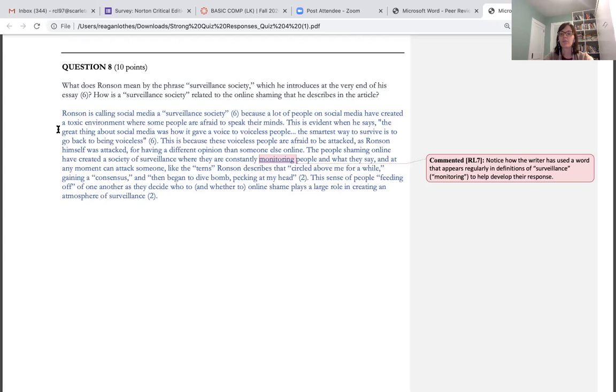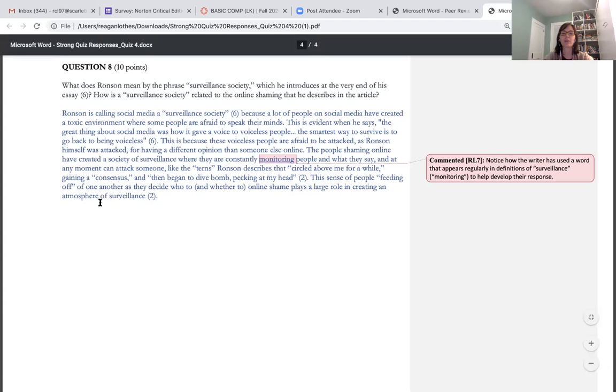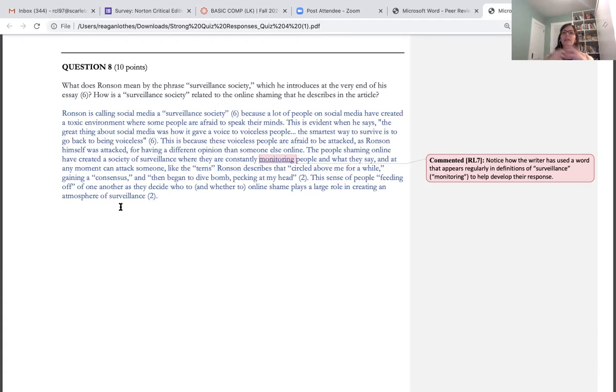Okay, and so this response is strong, right? And we get this integration of textual material that pulls together different parts of the article. So it's certainly addressing surveillance society, which is that quotation at the end of the essay, but we're going earlier into the essay to pull textual evidence to help us answer. And so notice we have a quotation from page 6, but we also have a couple of quotations from page 2, right?